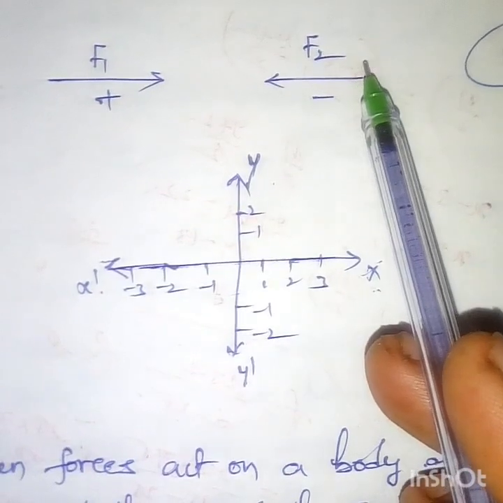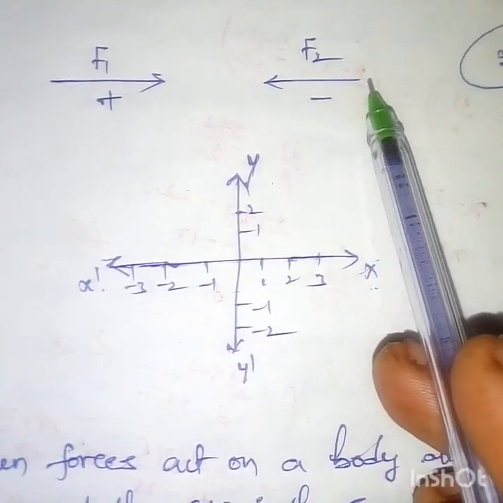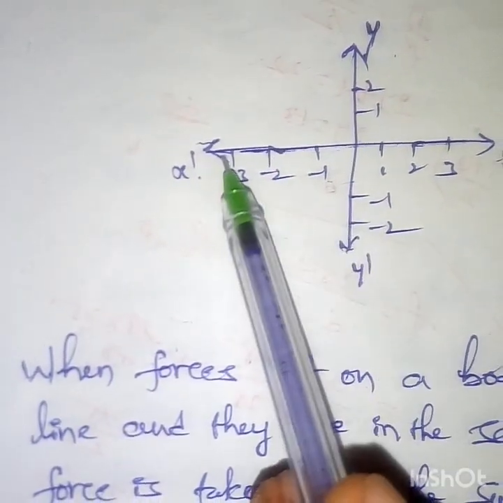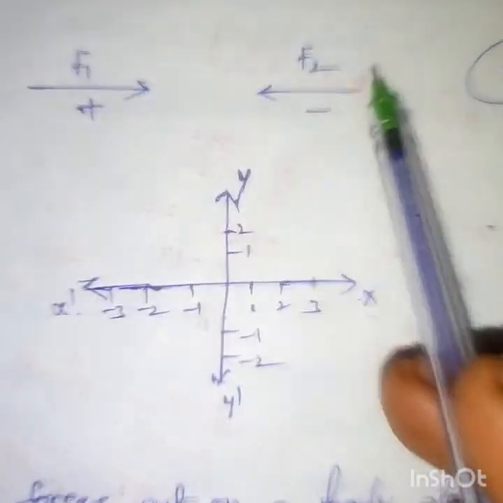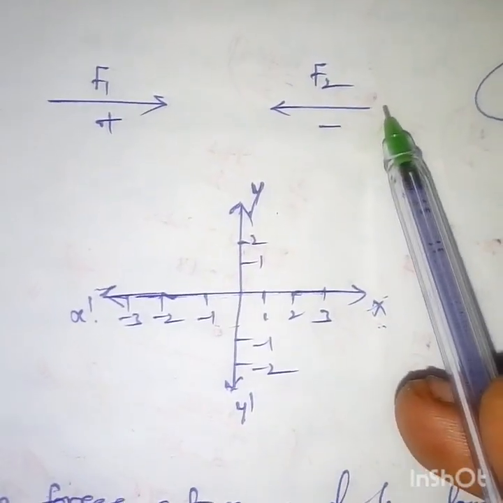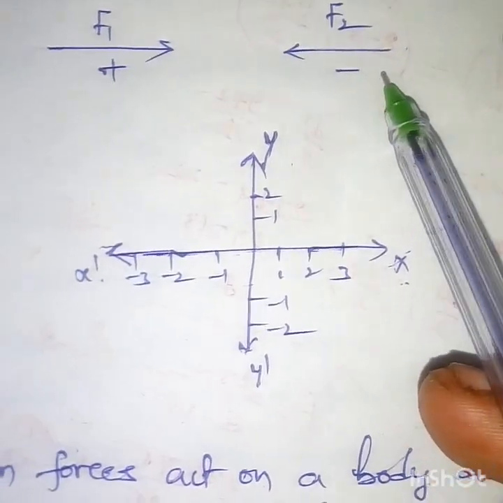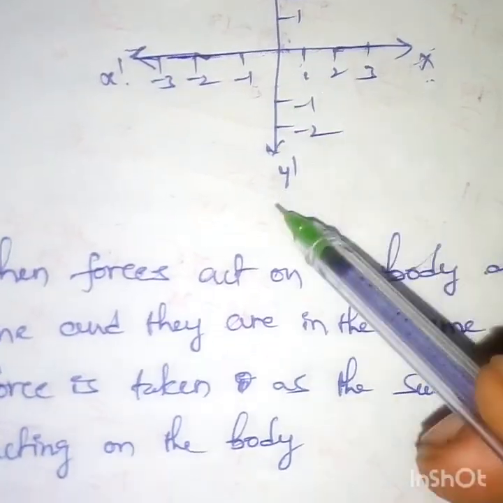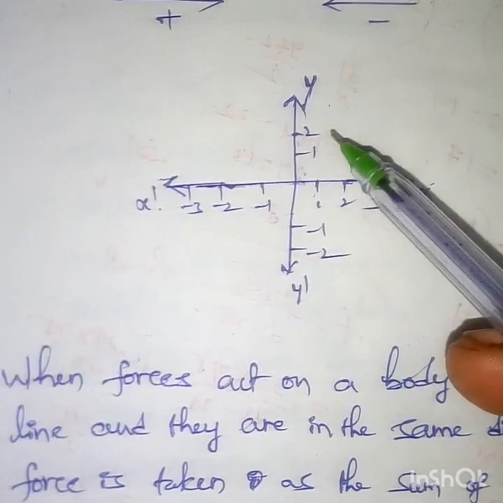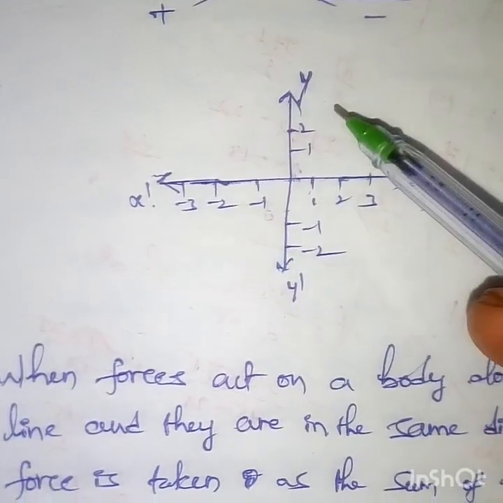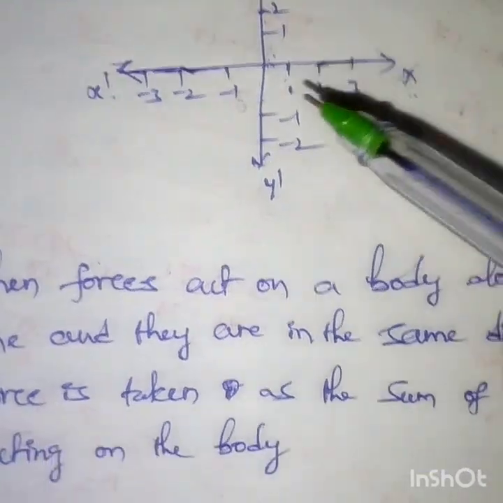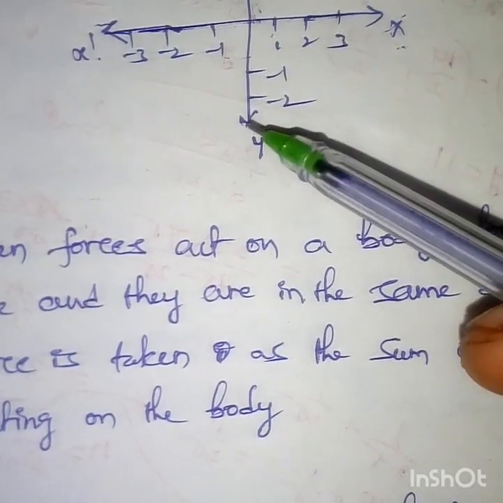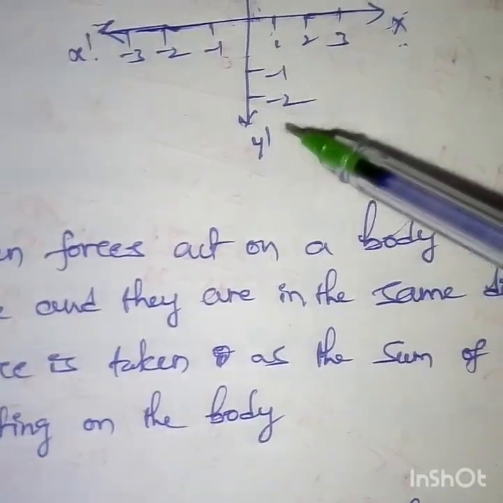So if a force working on your body is directed towards the left, it should be taken as negative. So here the negative axis is directed towards the left side. Similarly, on the y-axis we use positive values. On the y-dash axis we use negative values. If a force acting on your body is directed upwards, it should be taken as positive. Similarly, if a force working on the body is directed downwards, it should be taken as negative.